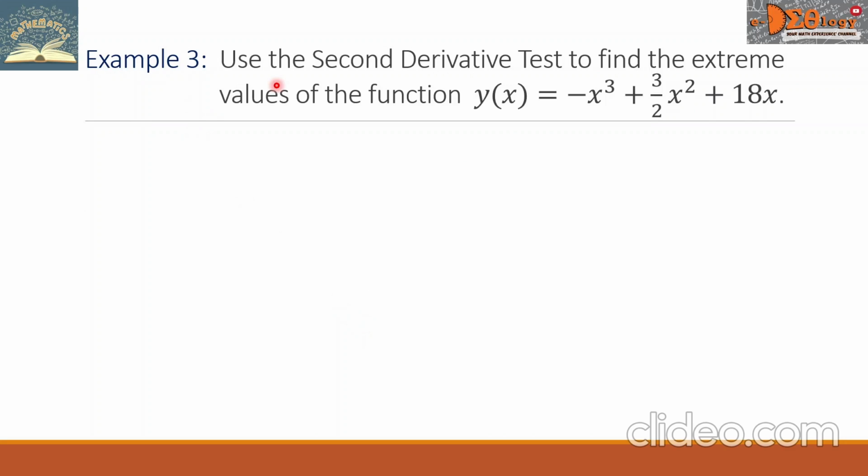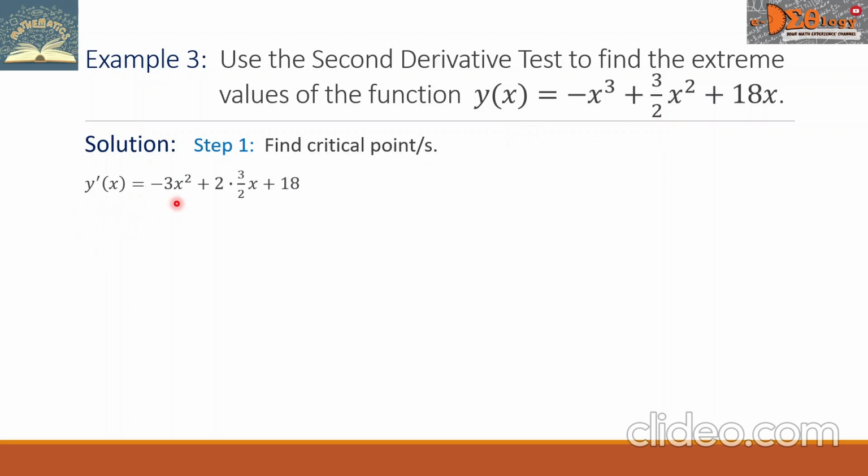Example 3. Use the second derivative test to find the extreme values of the function y of x equals negative x cubed plus 3 over 2 x squared plus 18x. Step 1 is to find the critical points, meaning the first step is to get the derivative of the given function. y prime of x equals negative 3x squared plus 2 times 3 over 2x plus 18. So, this is the derivative of the given function.